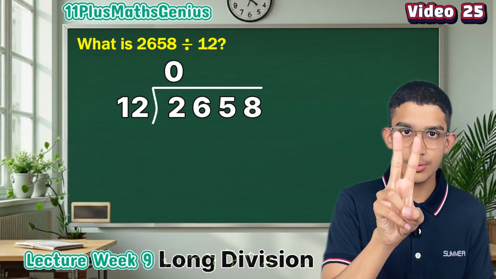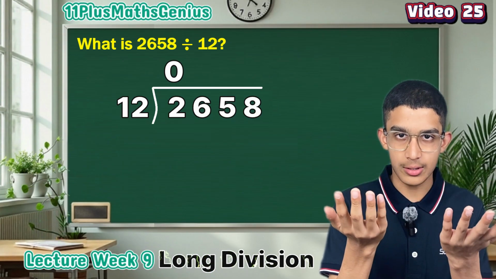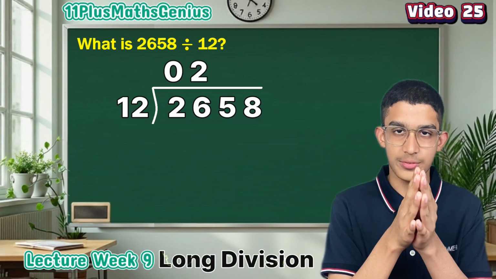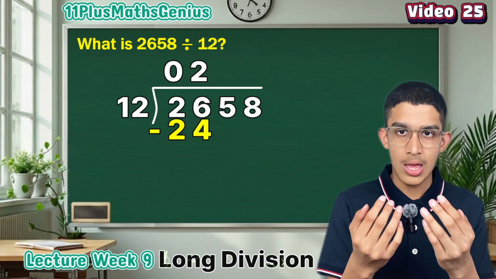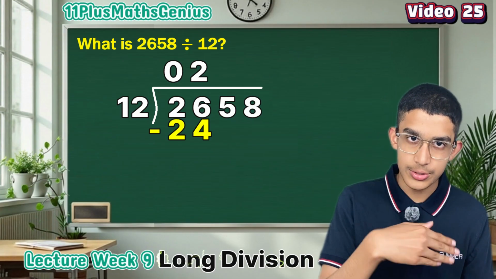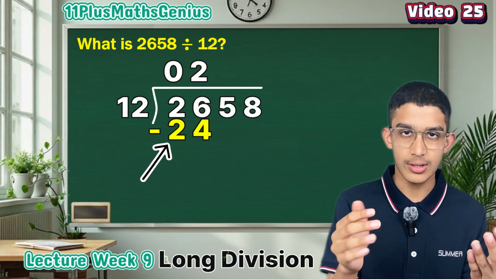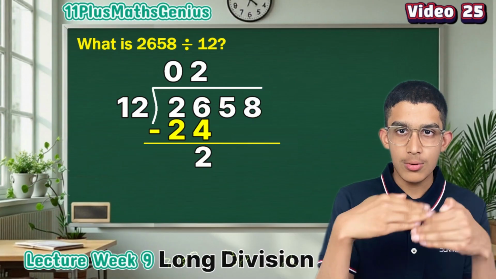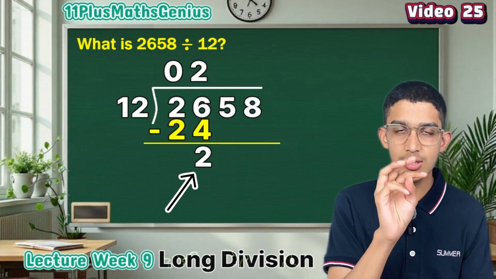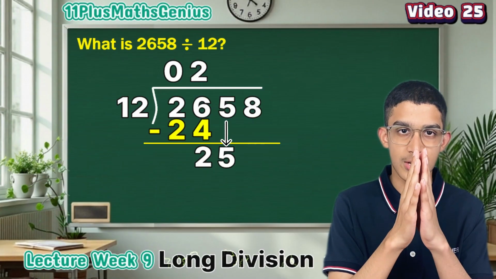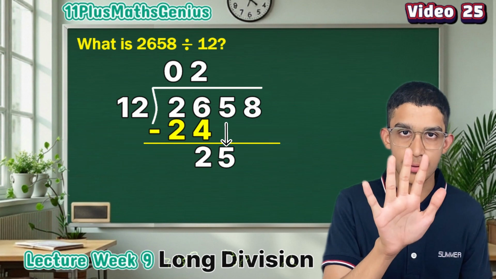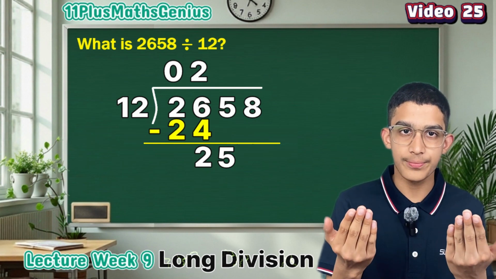Step 2. 12 goes into 26 twice. 12 times 2 is 24. We put the value under 26 in the second line and subtract. We put the subtracted value in the third line and bring down the next digit 5 next to the remainder.